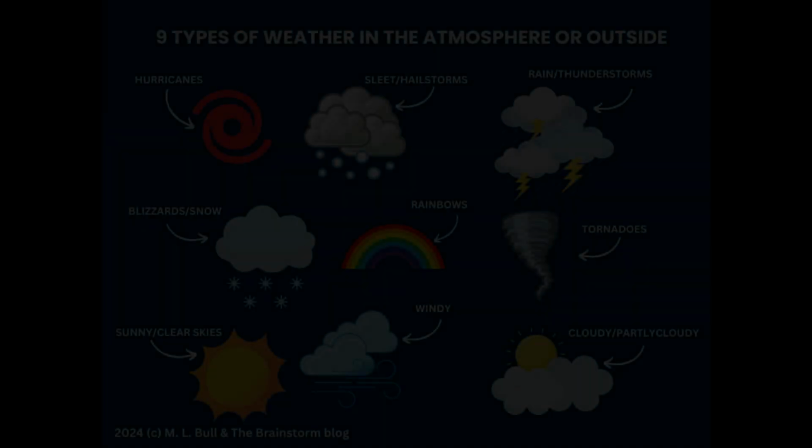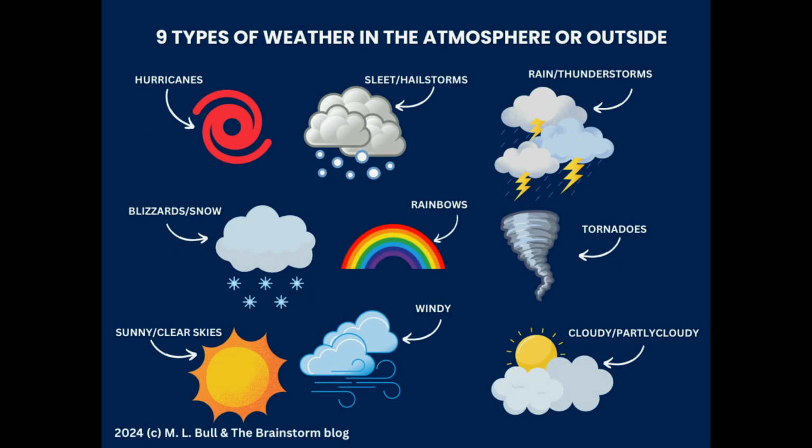As we writers know, there are different types of weather, and I have made a diagram here that you can see of 9 types of weather, including hurricanes, blizzards or snow, sunny or clear skies, sleet or hailstorms, rainbows, windy, rain or thunderstorms, tornadoes, and cloudy or partly cloudy.